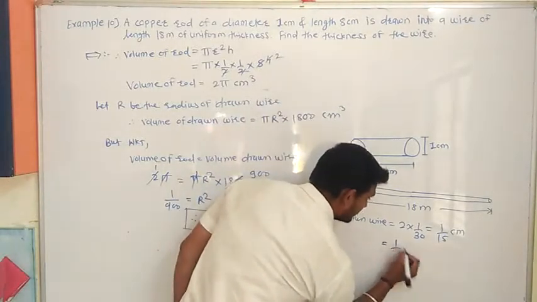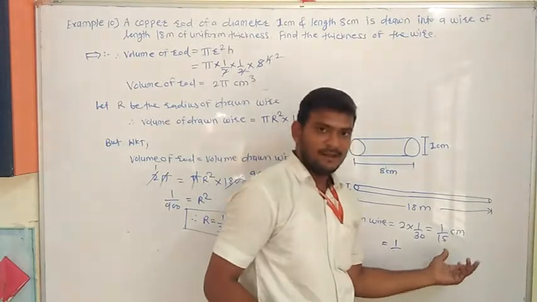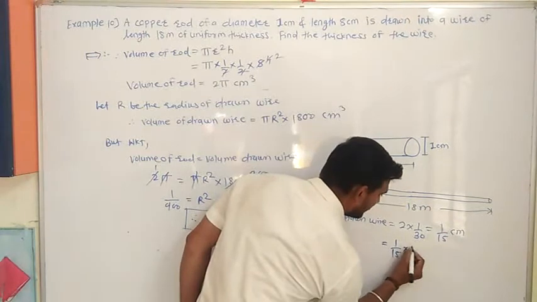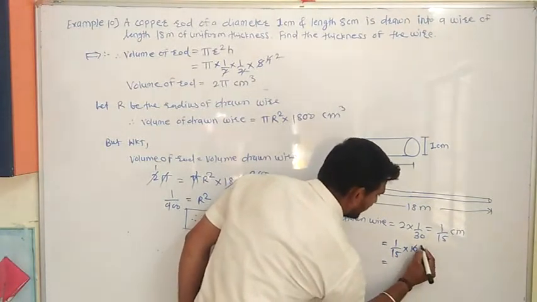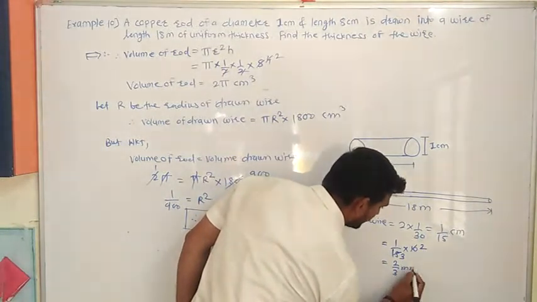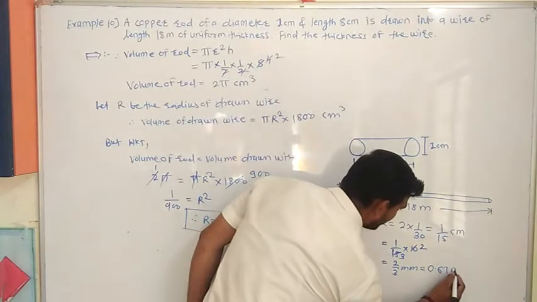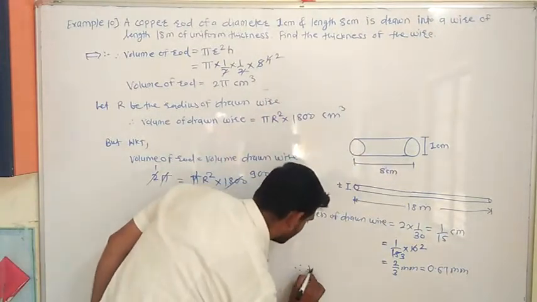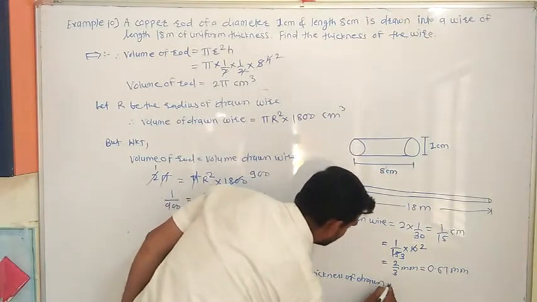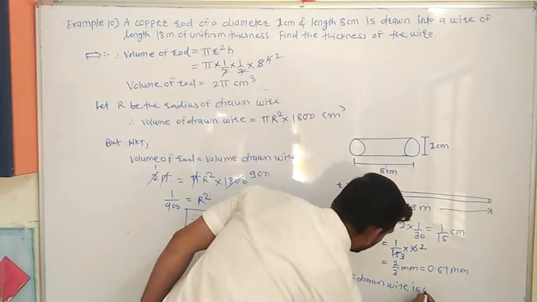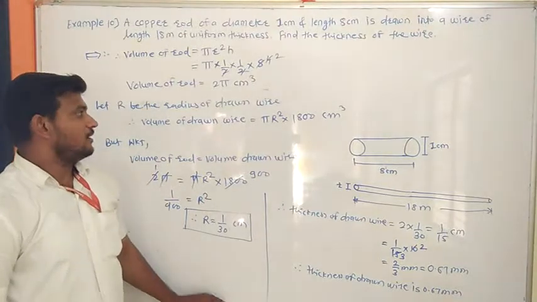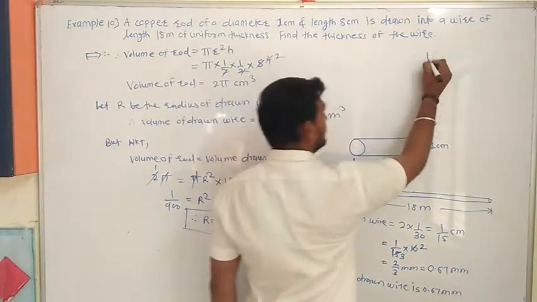This can also be written in mm. If we want the mm value, then we have to multiply this by 10. 1 by 15 into 10, which is equal to 5 2s are 10, 5 3s are 15. We get 2 by 3 mm, which is equal to 0.67 mm. Therefore, thickness of drawn wire is equal to 0.67 mm. Okay, copy this down and take a homework.